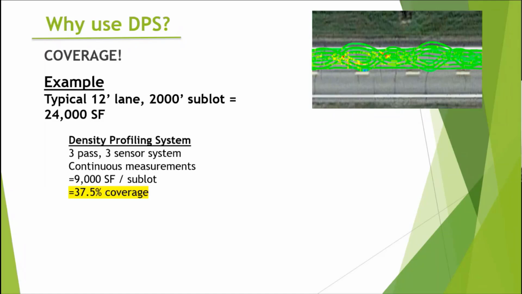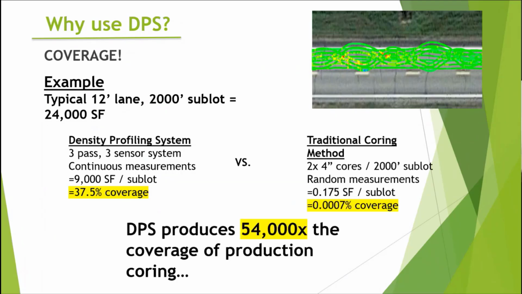So you can see here, he ran these numbers, and this particular job, which was on Highway 32, they had 38% coverage. If you look at the coring method, and this was before the 1 per 1,000 foot sublot, it was 2 for 2,000 feet. You can see the numbers there. So the DPS was not only giving you 54,000 times the information, but in my opinion it's giving you when you can do something about it, particularly as a contractor and a project manager.